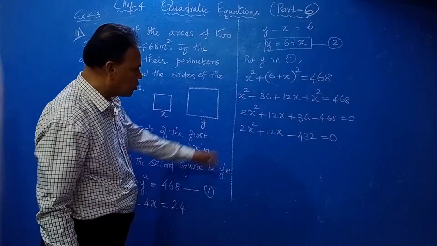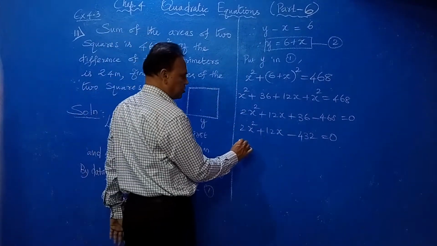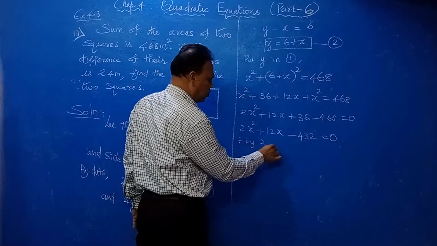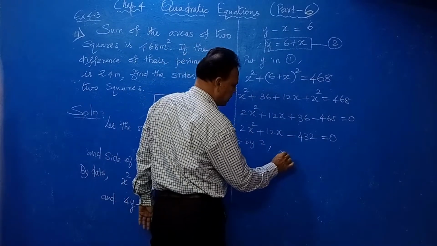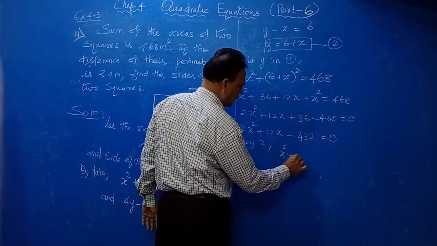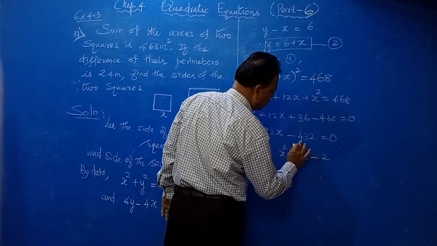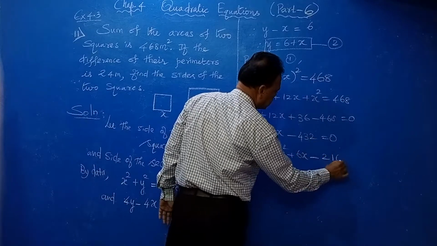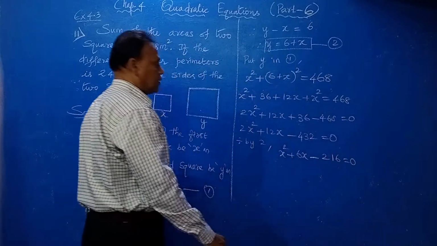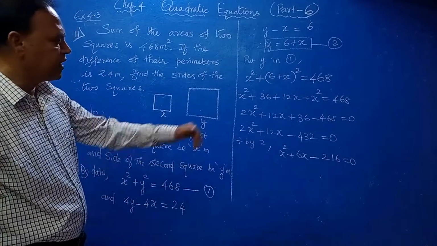Okay. Now here also, what is the common factor? 2 is the common factor. So divide throughout by 2, which means x squared plus 6x minus 216. Now easily we can factorize this one.